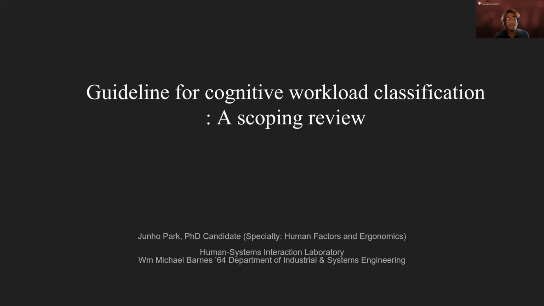My name is Junho, and I'm a PhD candidate in the Industrial and System Engineering department. And as you see in here, my specialty is human factors and ergonomics. So I brought the topic with a guideline for cognitive workload classification.